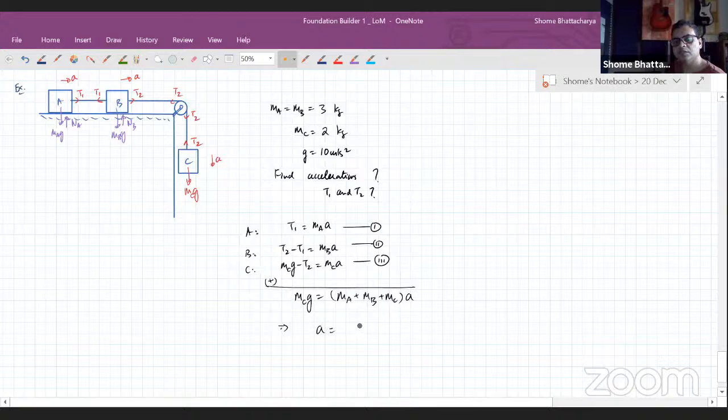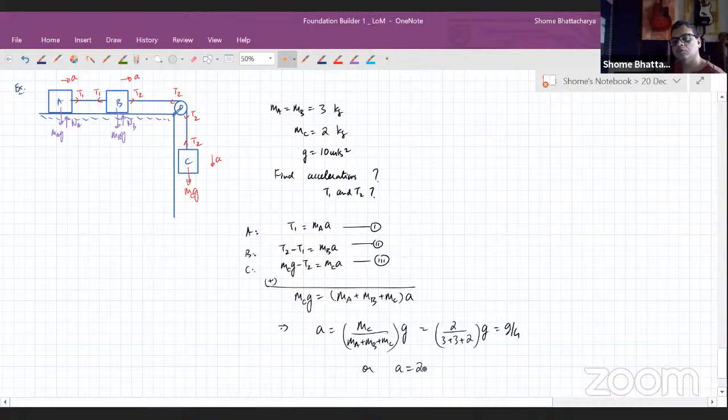You can see that this becomes this kind of a term here. In this particular case it will become 2 upon 8, so 1/4 of g. So g by 4, or 2.5 meters per second square. That is the acceleration.